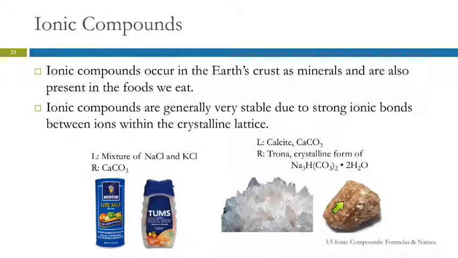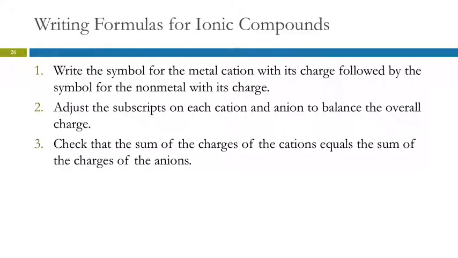Trona is a crystalline form of this messy formula. So most of the beautiful rocks that we see are actually crystalline forms of ionic compounds. They're all over the place. So we're going to learn how to write formulas for ionic compounds and also how to name them.